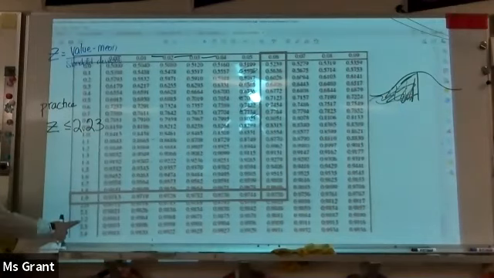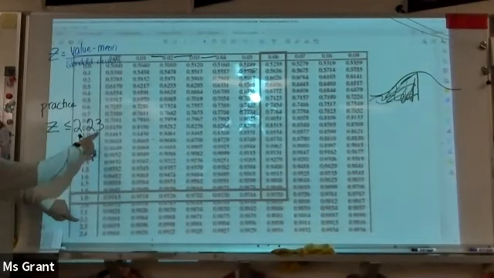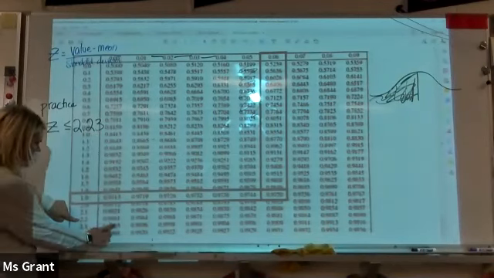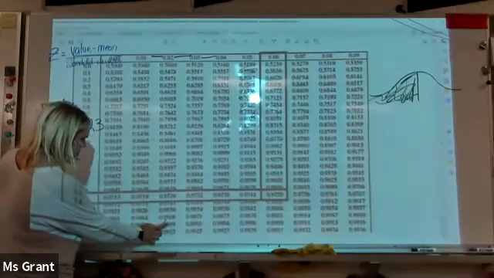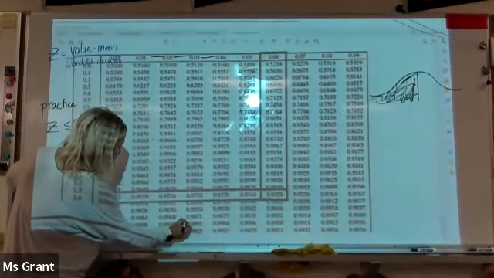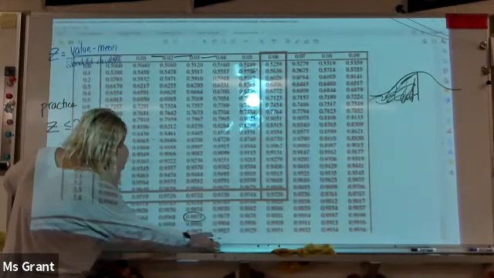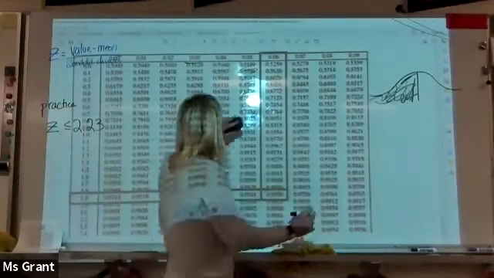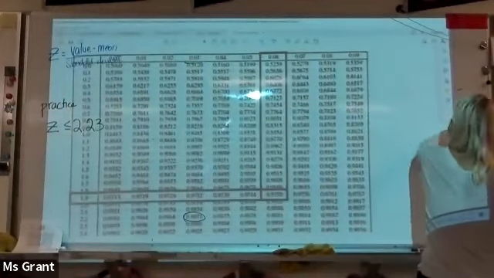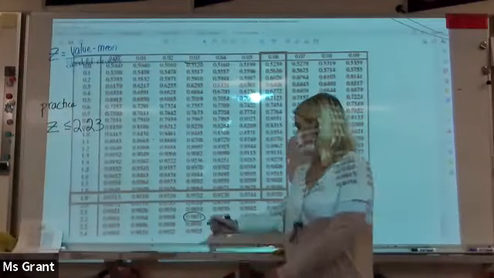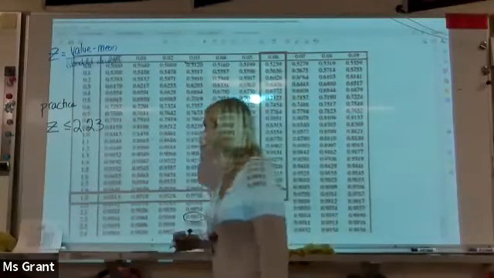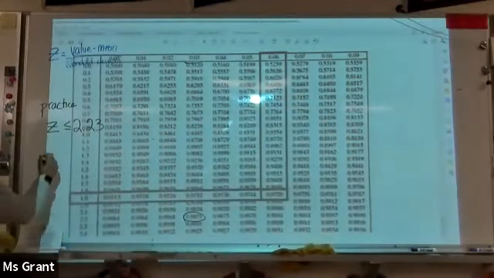0.2 is right here. Then the hundredths place says 3. So I go 0.01, 0.02, this one, 0.03, to see how it matches up with my 0.03 up above. So a z-score of 2.23 is high. That's good.